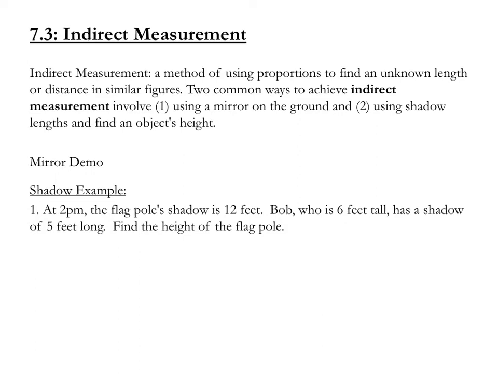It says, at 2 p.m., the flagpole shadow is 12 feet long. Bob, who is 6 feet tall, has a shadow of 5 feet long. Find the height of the flagpole. So I'm going to draw a couple of random pictures here. We have the flagpole, and then we have its shadow on the ground. And then we have Bob. We have his shadow on the ground.